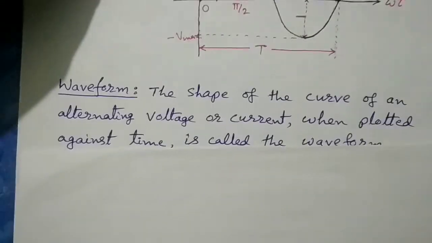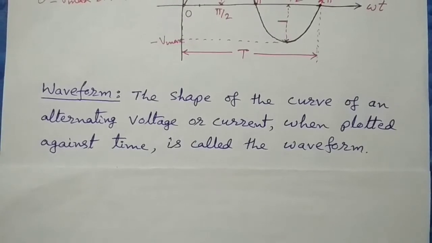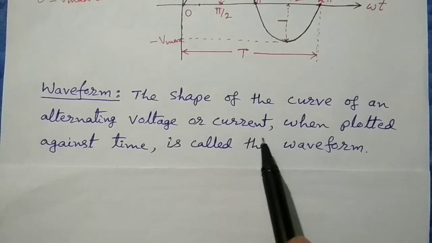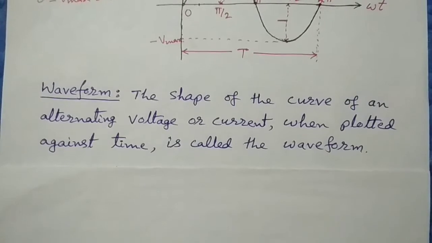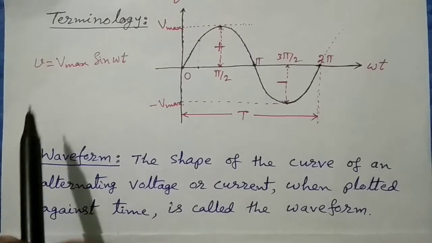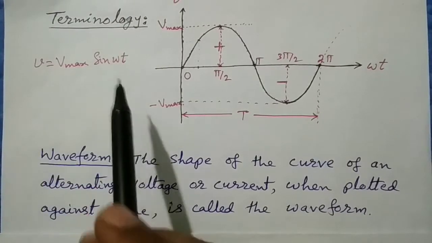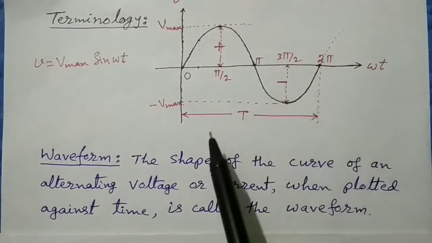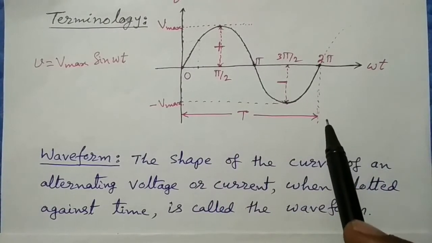So our first term is the waveform. Waveform is the shape of the curve of an alternating voltage or current when it is plotted against time. That means in this expression, I have taken the alternating voltage V equal to Vmax sin omega t, and I have plotted this voltage with respect to the time. So the shape of this curve is considered as its waveform.